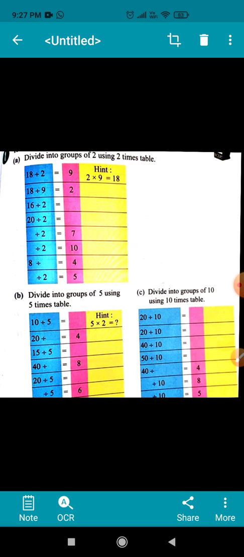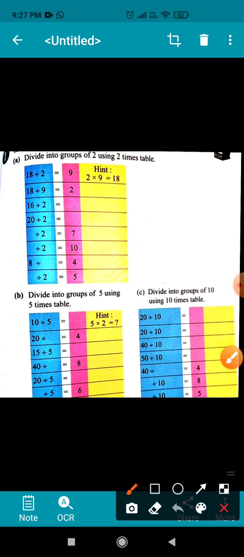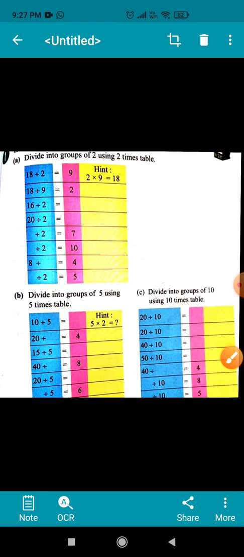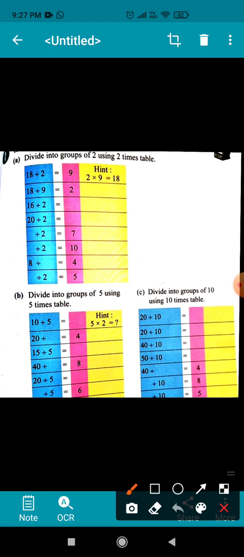Children, here we have to divide this number in groups of 2. For that, you all have to read the table, or you can say you have to use the table of 2. Now let us see how we will do these questions.